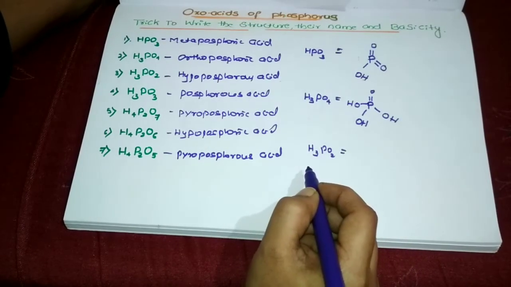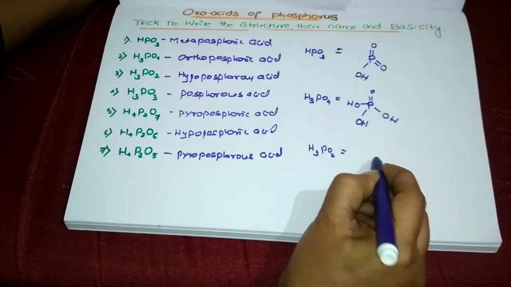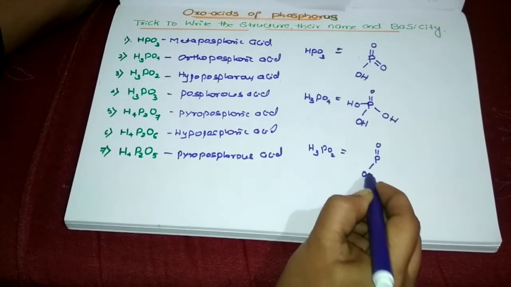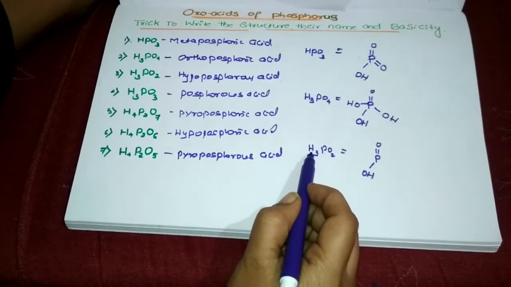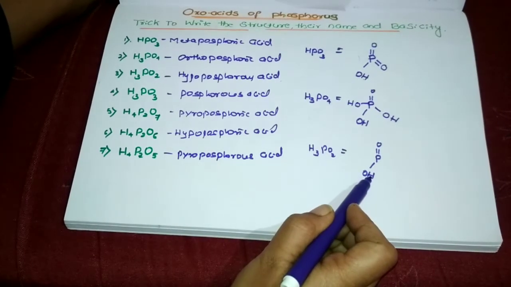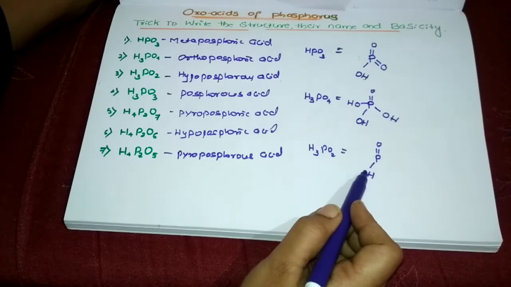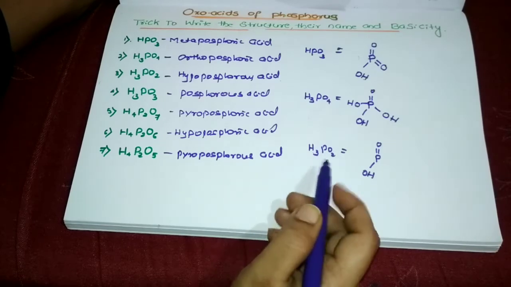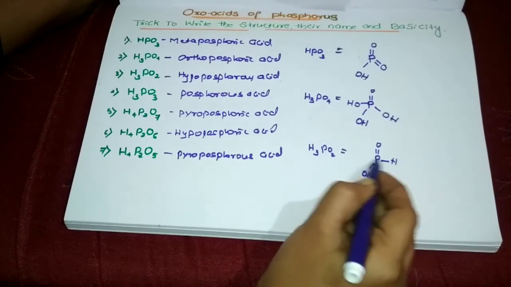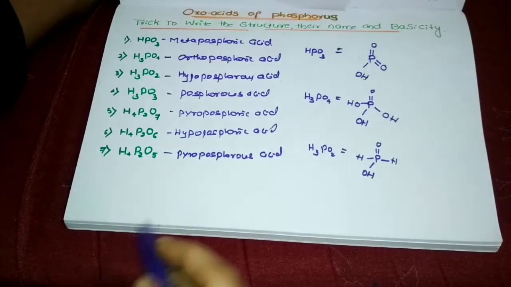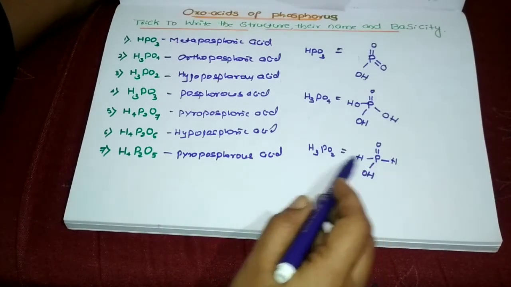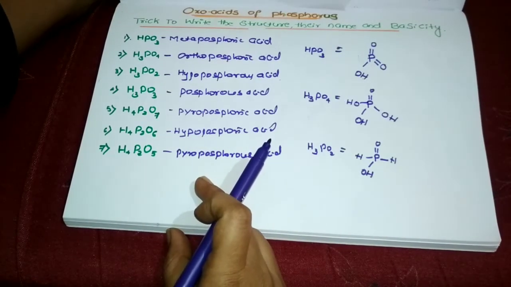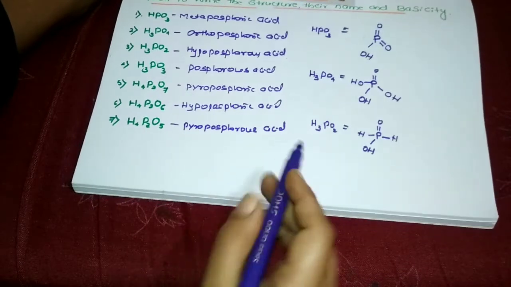So H3PO2, that is hypophosphorus acid. Write phosphorus, and double bond O and one OH. What is remaining, dear students? One hydrogen is here, 2 oxygen already satisfied. There is no oxygen remaining, no phosphorus remaining. What is left? 2 hydrogen are left, so one hydrogen and one hydrogen. So 5 valency is satisfied, valence electrons are satisfied. This is how you need to practice. Now H3PO2 is over.